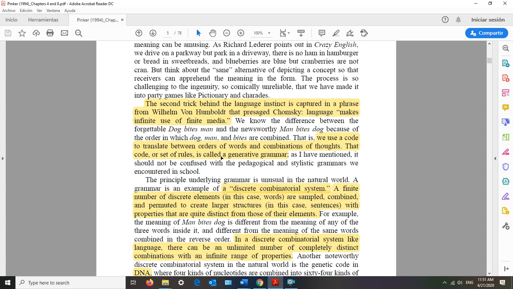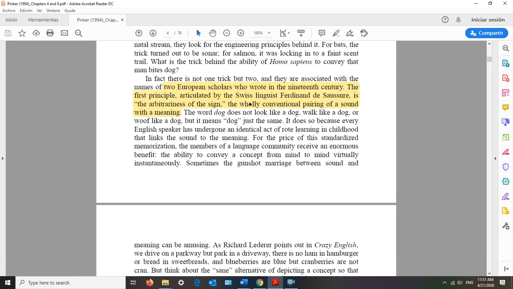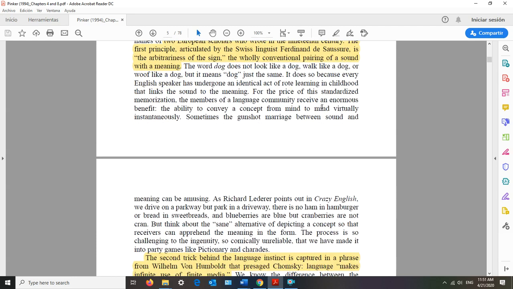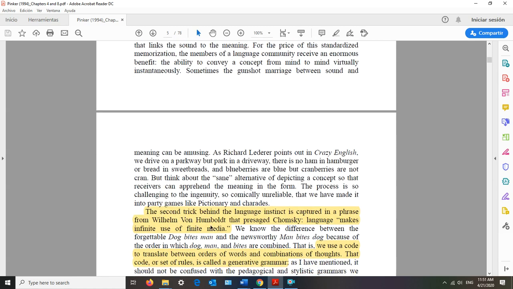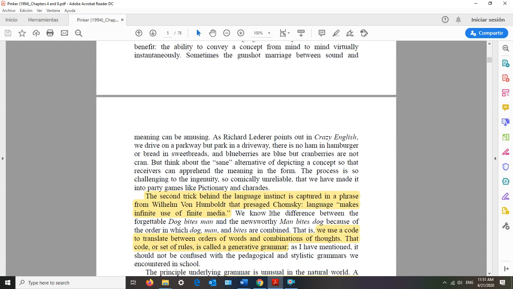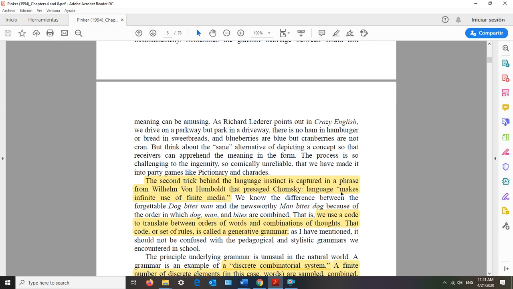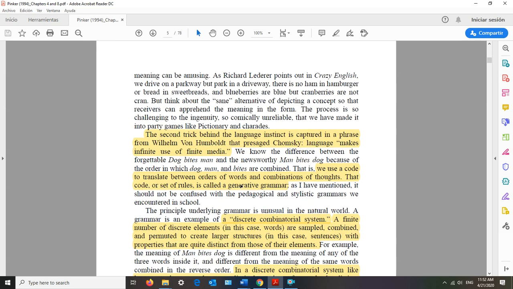And then the other linguist working in the 19th century that he acknowledges is von Humboldt, who presaged Chomsky and said that language makes infinite use of finite media. This idea that we then associate with Chomsky and with Chomsky's teachings on what language is was presaged by another linguist, von Humboldt, saying exactly the same in the 19th century.